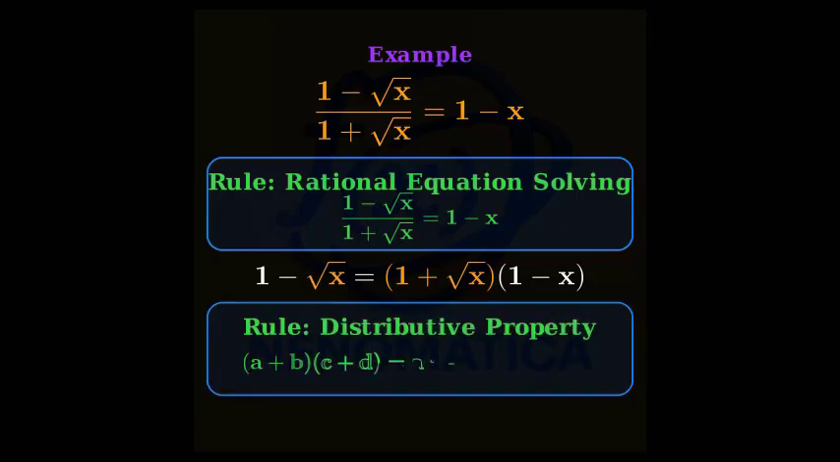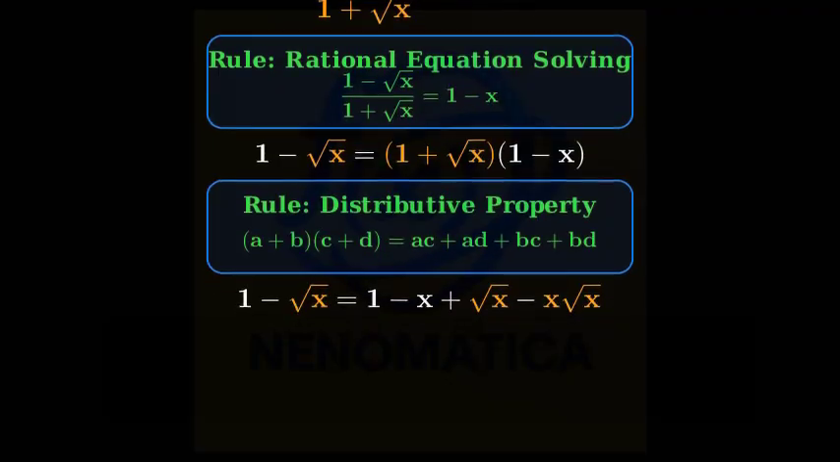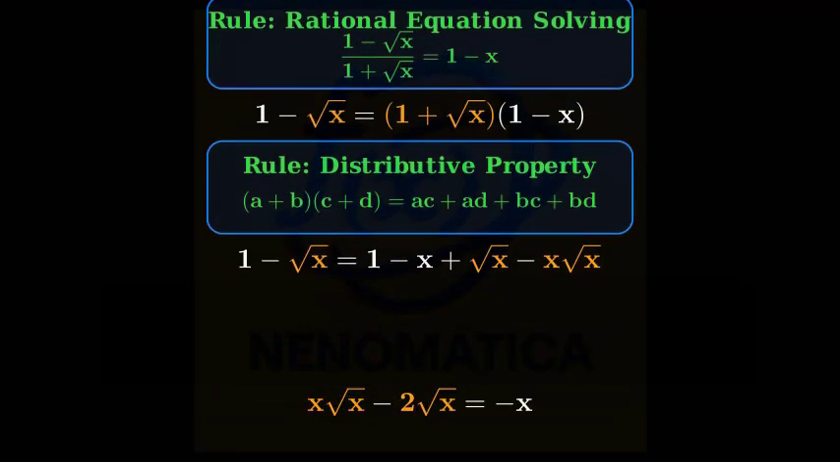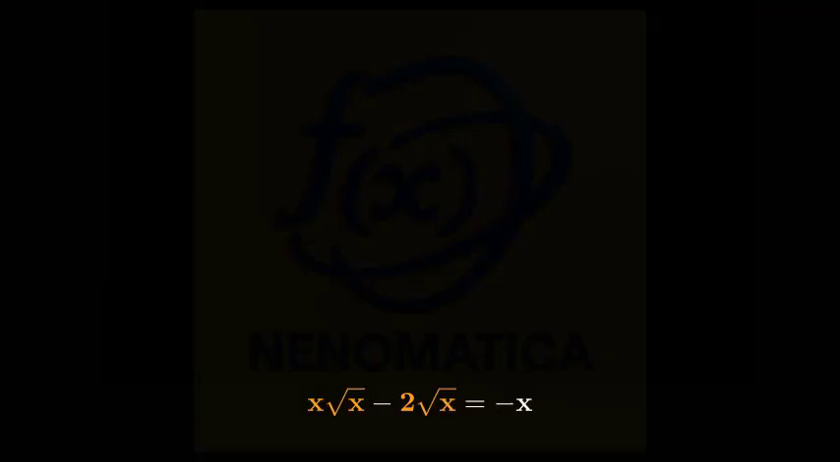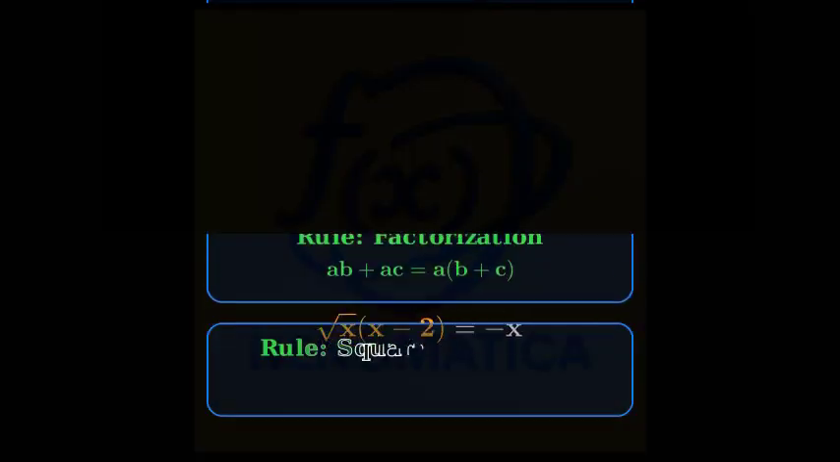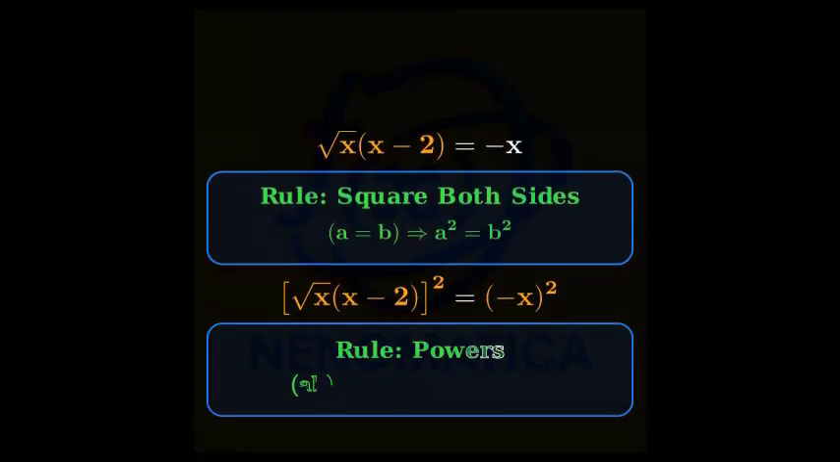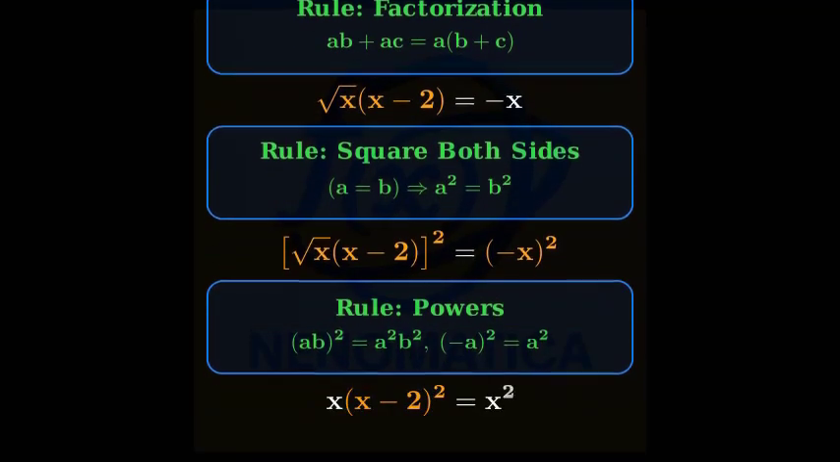Step 2. Expand the right-hand side using the distributive property. Step 3. Collect terms with square root of x on one side. After simplifying, we get x times square root of x minus 2 square root of x equals negative x. Step 4. Factor out square root of x. Step 5. Square both sides to remove the square root. Step 6. Simplify using the power of a product and the square of a negative.